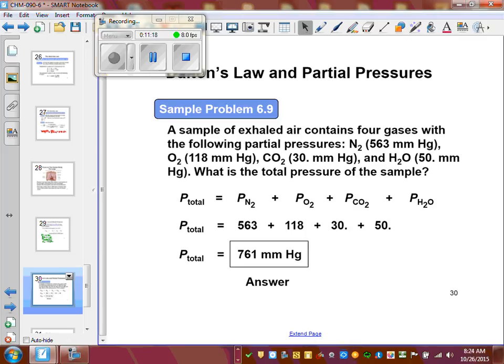So we can keep it in millimeters of mercury? In this case, it doesn't matter, but all the units have to be the same. In this case, they were all in millimeters of mercury. So if one of them were in atmospheres, you'd have to change the other two, or vice versa, whichever. Now, if they ask you for the answer in atmospheres, you'd have to do a calculation and convert this to atmospheres. So this is 761 millimeters of mercury. Does that make sense?